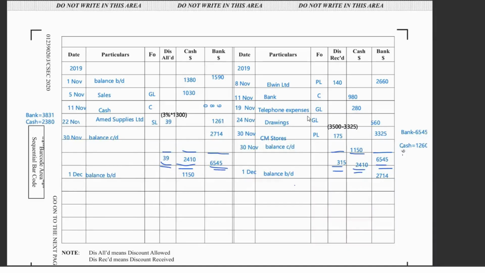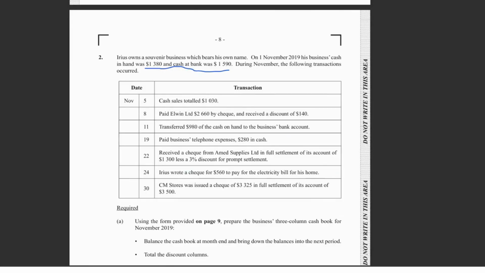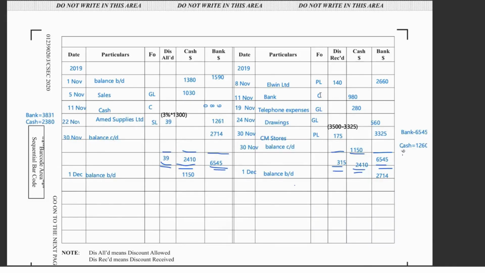So we go to our cash book. On the 8th of November, Elwin Limited will be our particulars, which is the name of the other account that is being affected. And we find this in our purchases ledger because Elwin Limited is a supplier to the business and we're paying him back some money, right? Now, the discount that we receive is $140 and $2,660 was paid to him by check.